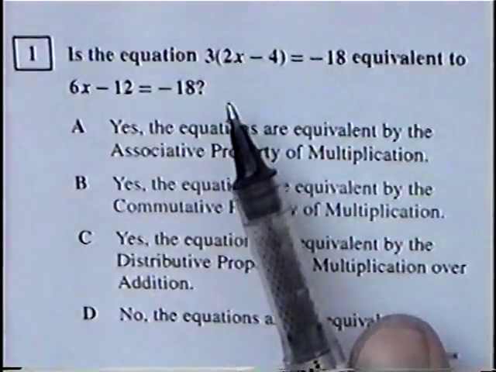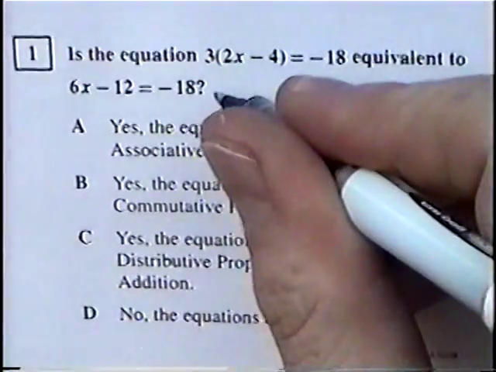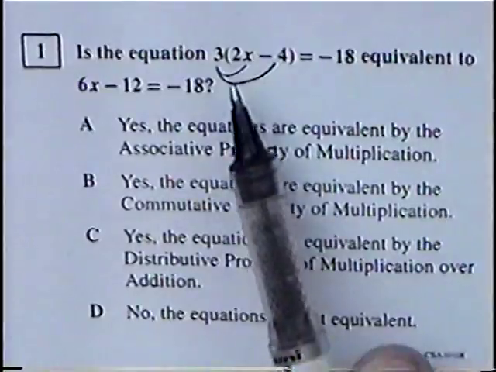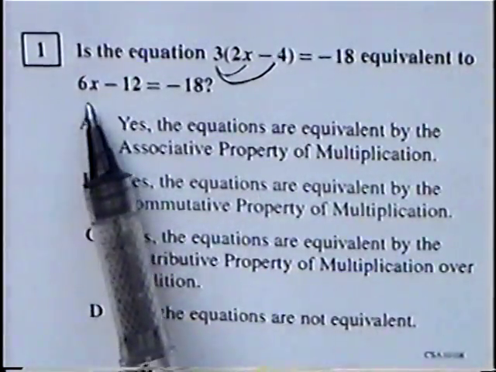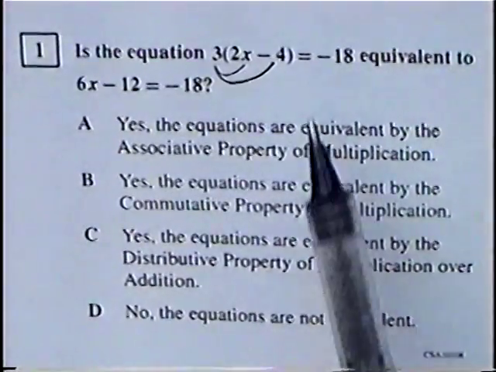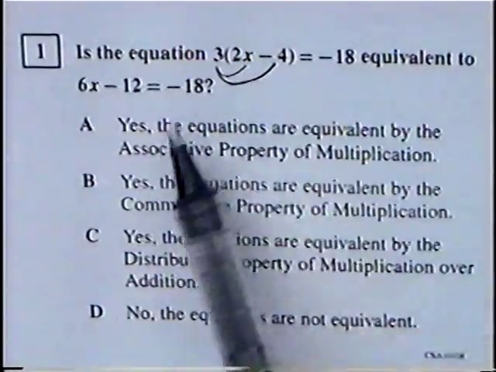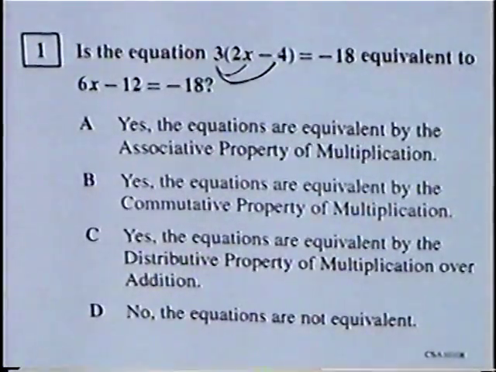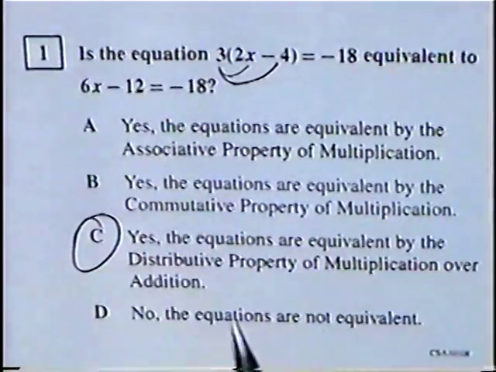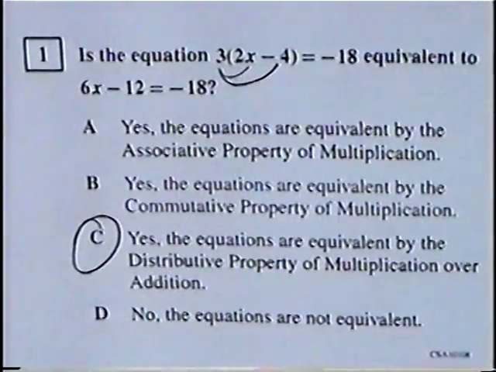The first equation, 3 times parentheses 2x minus 4, can be simplified by multiplying the 3 inside the parentheses. 3 times 2x would be 6x, and 3 times a negative 4 would be minus 12, and both equations are equal to negative 18. So both equations are equivalent or equal. When multiplying inside the parentheses, that would be C, the distributive property of multiplication over addition.